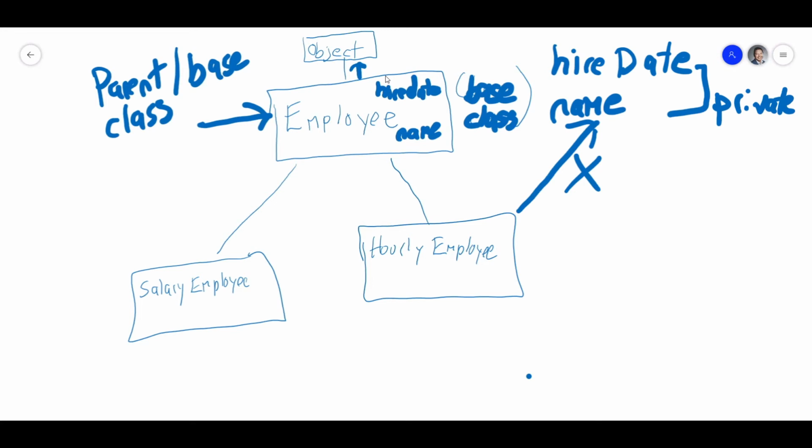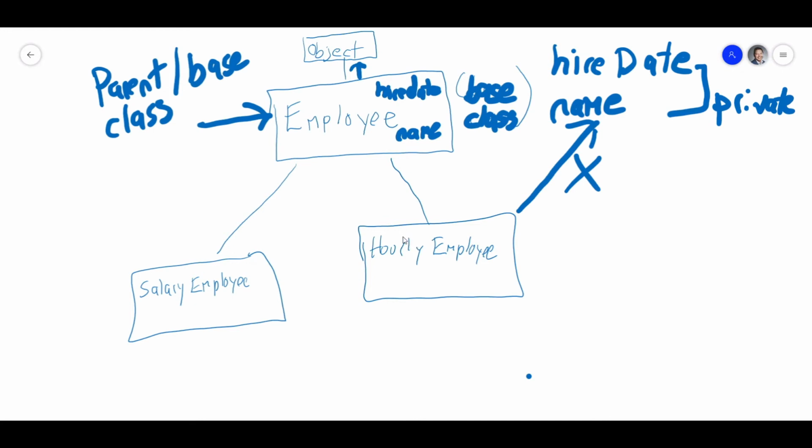So again, lesson number 1 is when you inherit from a base class, you are not allowed to access the base class's private members or methods. But you can access the public methods or public instance variables.